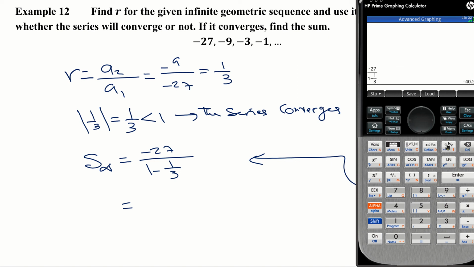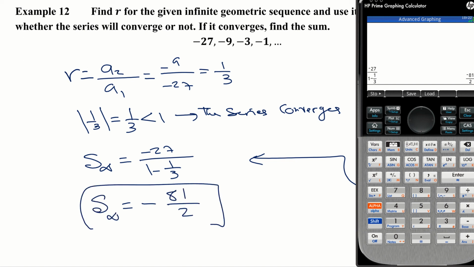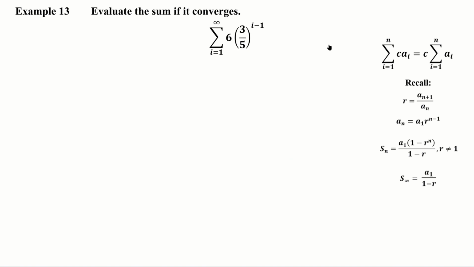All right, so let's go ahead and turn it into a fraction. So we get -81 over 2. There's the value of that infinite series. All right, try this one, see if you can get it, and then come back.